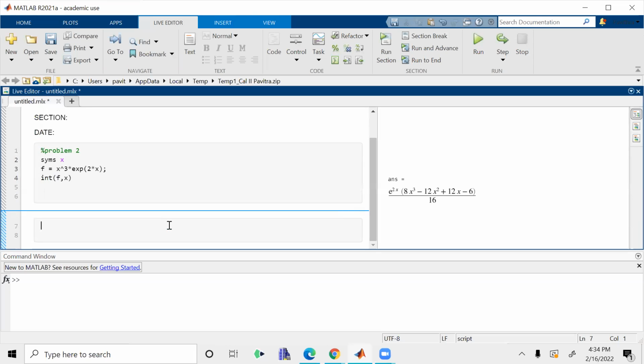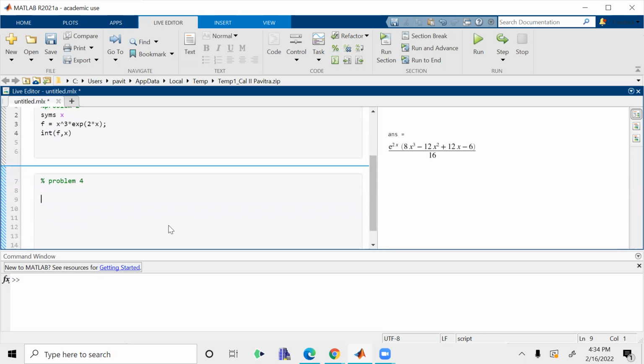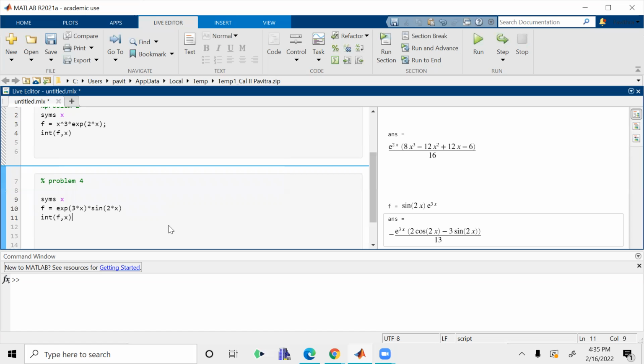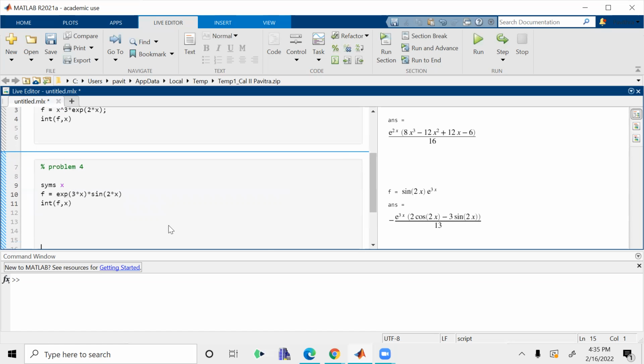Section break and problem 3, problem 4. So again, since x, we use f equal to exp of 3 times x multiplied with sine of 2x. Then we use int with f with respect to x. Control enter. Okay, this was problem 4.